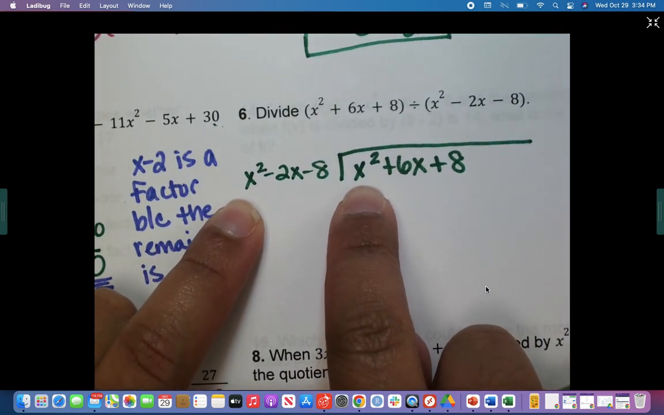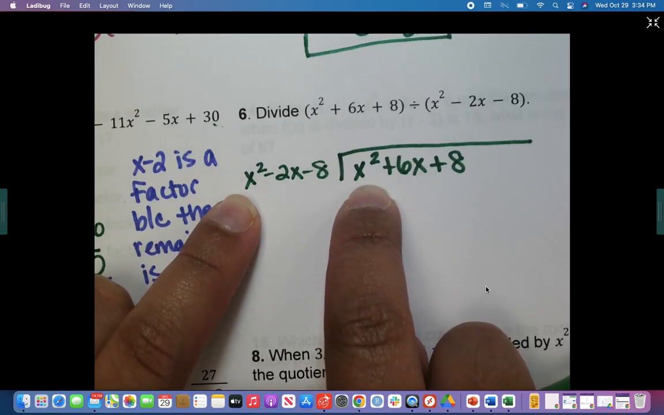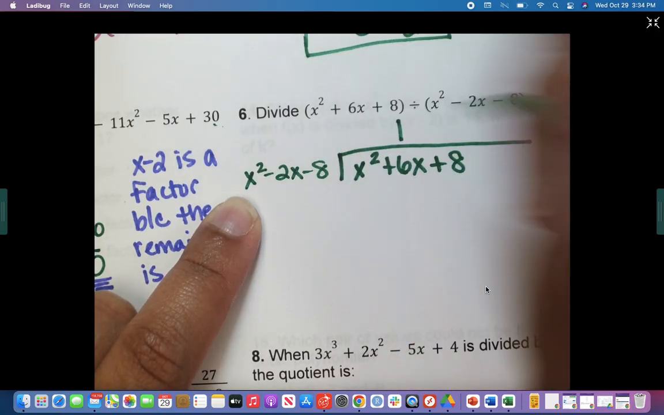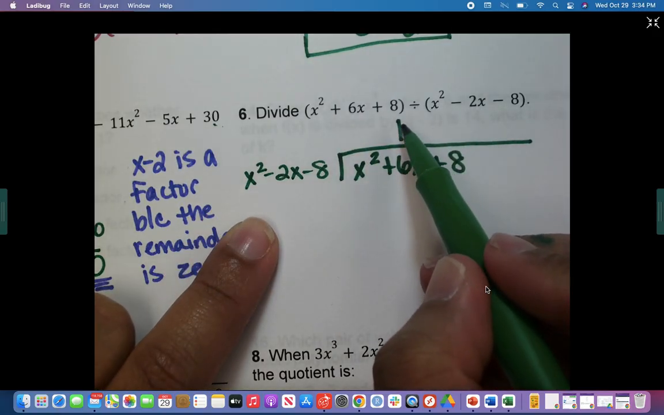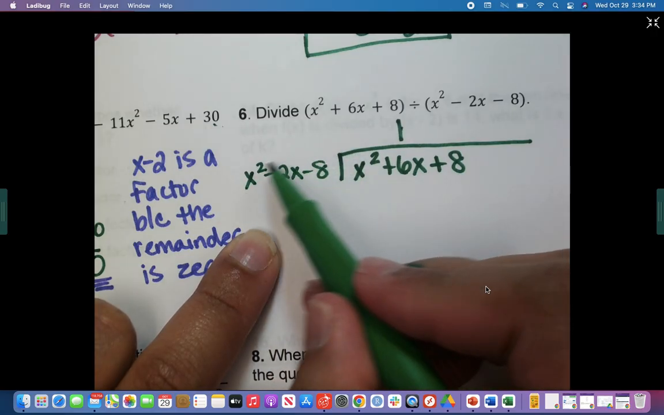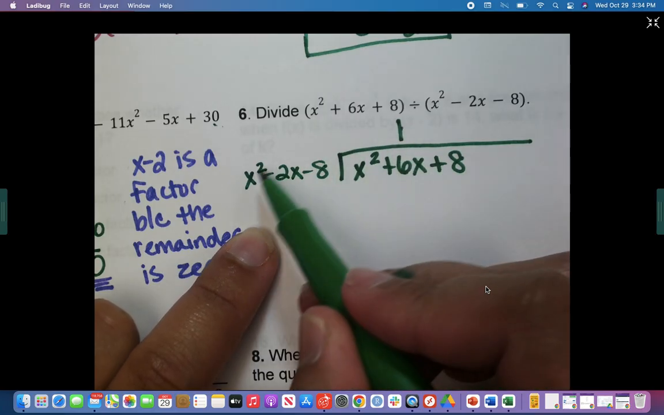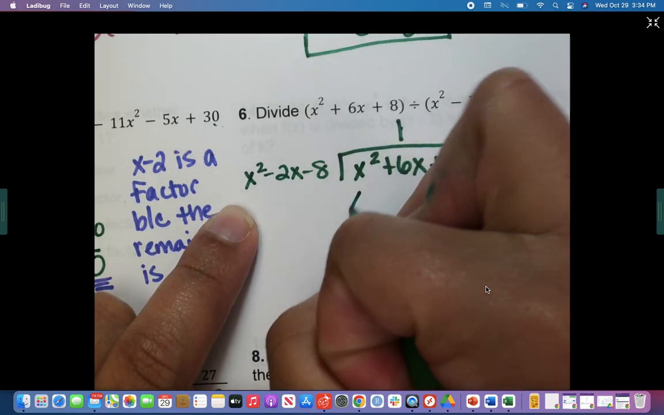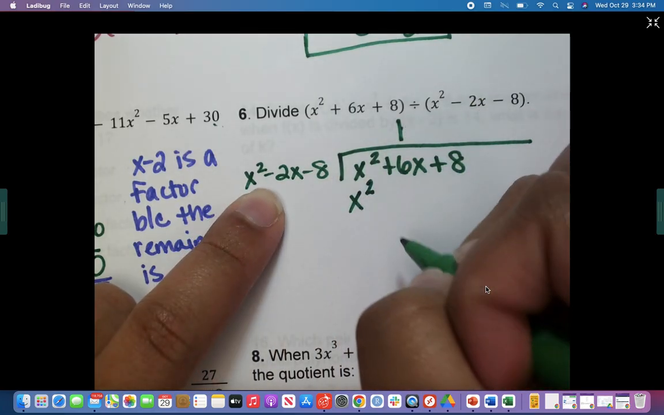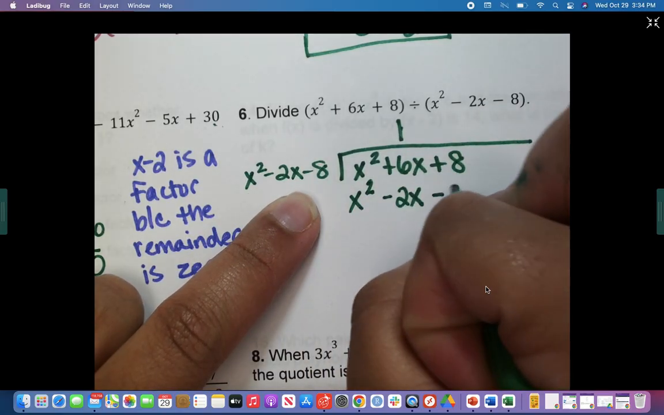So now when you do long division, you take your first term and divide it by the first term in your divisor. So x squared divided by x squared, that would be 1. Then I'm going to take 1 and multiply it through my divisor. My divisor is 3 terms, so I'm going to end up with 3 terms under here. So 1 times x squared is x squared. 1 times negative 2x is negative 2x. 1 times negative 8 is negative 8.